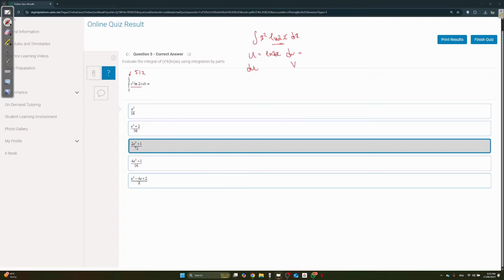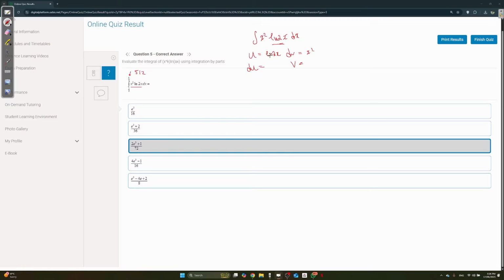So always ask yourself, what's easier for me? If I put x squared here and ln 2x here, I can't integrate ln 2x. It's hard. It takes time, okay? So over here, we're going to do it like this. Which one's easier for me to integrate? Which one's easier for me to derive? Ask yourself that, okay? In this case, the easiest one to integrate is x squared. So we put x squared there.